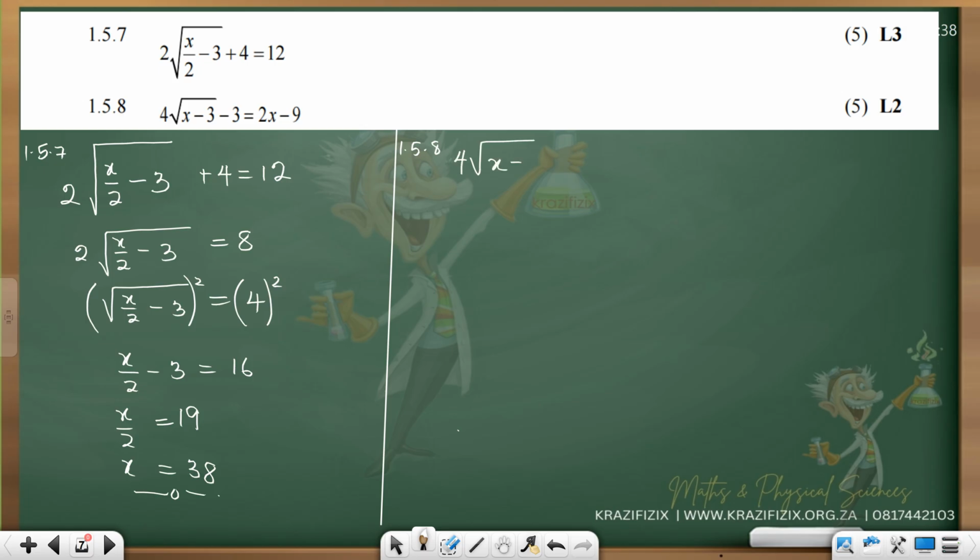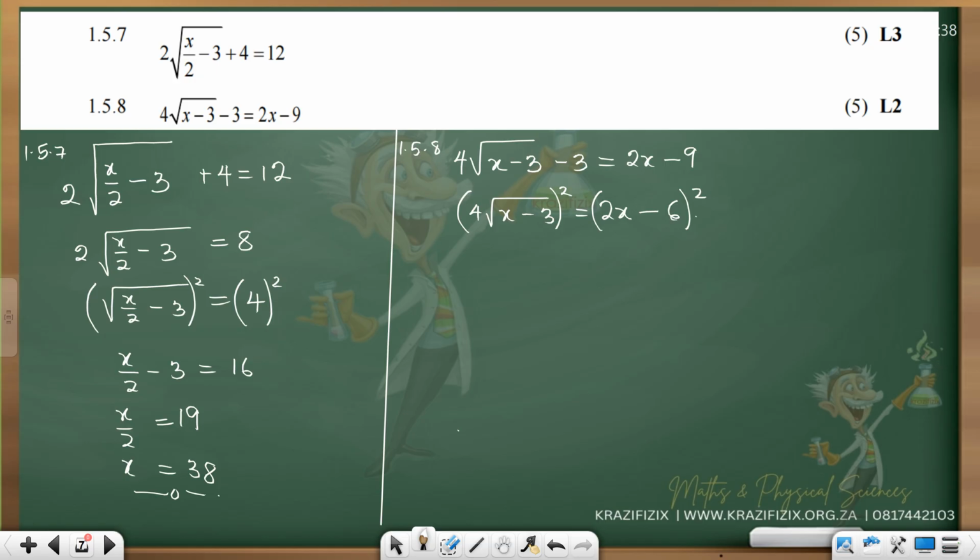1.5.8, 4. Okay, your x minus 3 is underneath the root. Okay, isolated already, but this minus 3 will be a problem. So let's move it over. It becomes a positive 3. 3 minus 9 would be negative 6. Okay, so what do we do here? We can square both sides quickly.